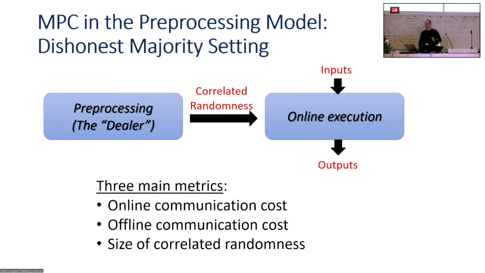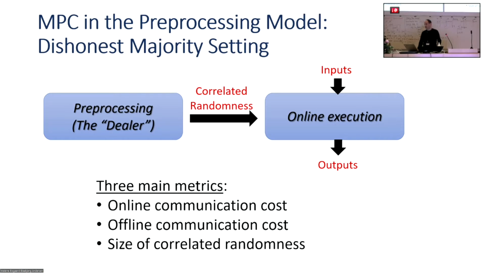So the three main metrics that are typically considered in this setting are the communication cost of the online and offline phases separately, and the size of the correlated randomness that needs to be stored by the parties.